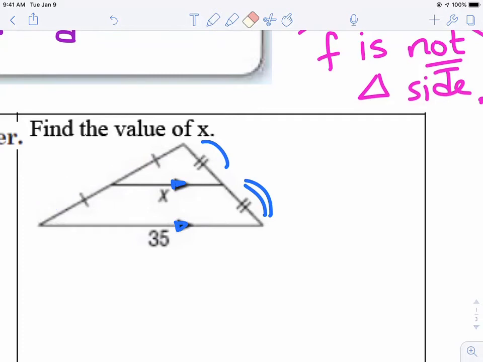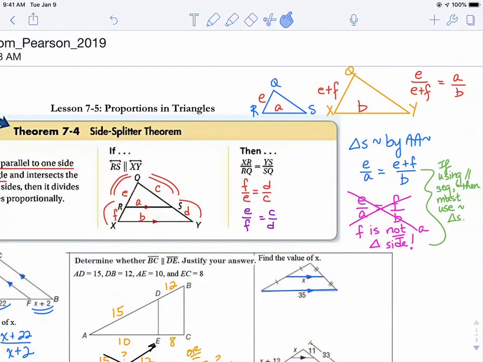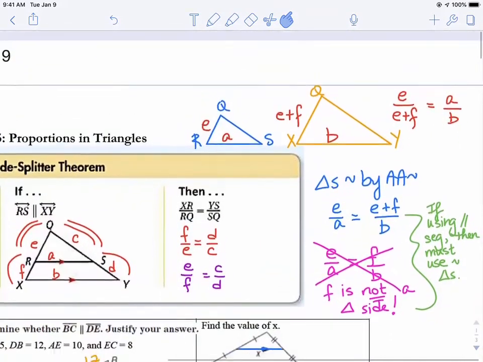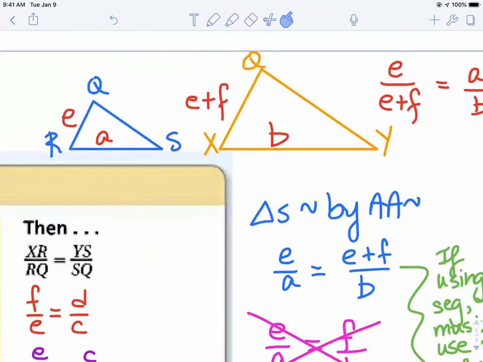But if you think about it, again, we're using the parallel segments here, and every time you use parallel segments, you want to be thinking about similar triangles. Again, that's what I was saying up here. If you're using the parallel segments, use similar triangles.